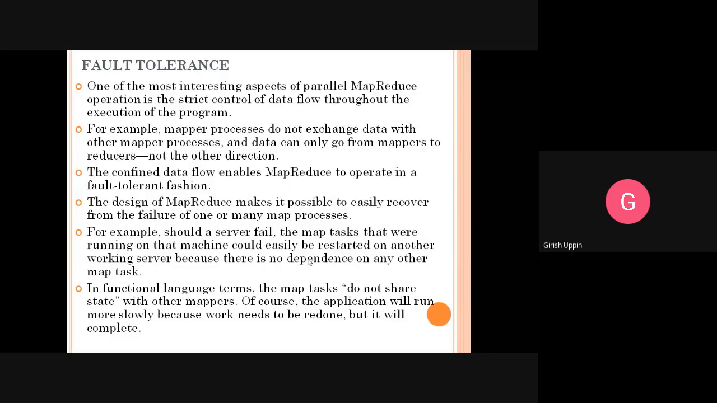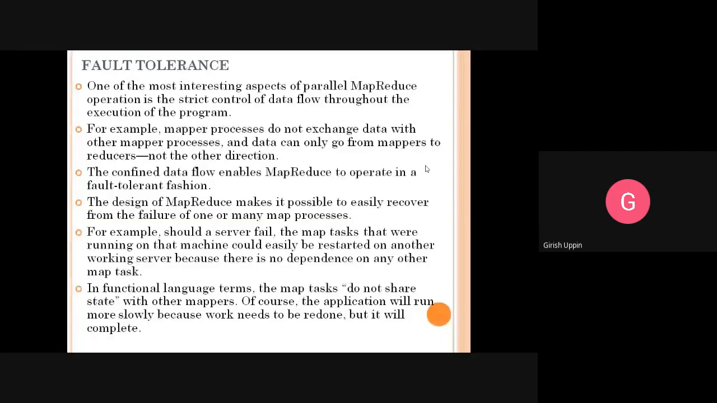The data will always flow from the map process to the reduce process, and each of these mappers will work independently. One mapper program does not interact with another mapper program. For example, mapper processes do not exchange data with other mapper processes. Data can only go from the mappers to the reducer, not the other direction. The confined data flow enables MapReduce to operate in a fault-tolerant fashion.